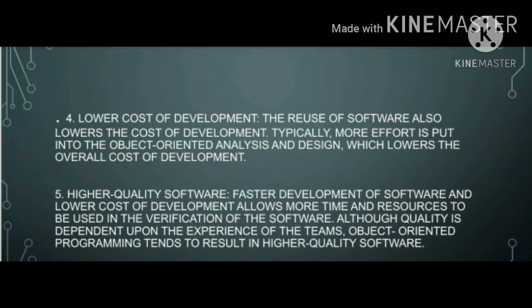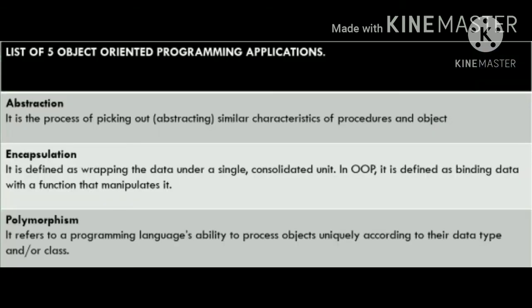Last, higher quality software. Faster development of software and lower cost of development allow more time and resources to be used in the verification of the software. Although quality is dependent upon the experience of the teams, object-oriented programming tends to result in higher quality software.